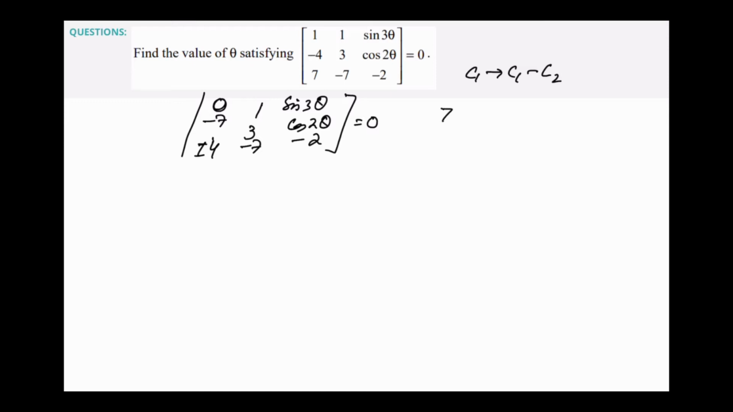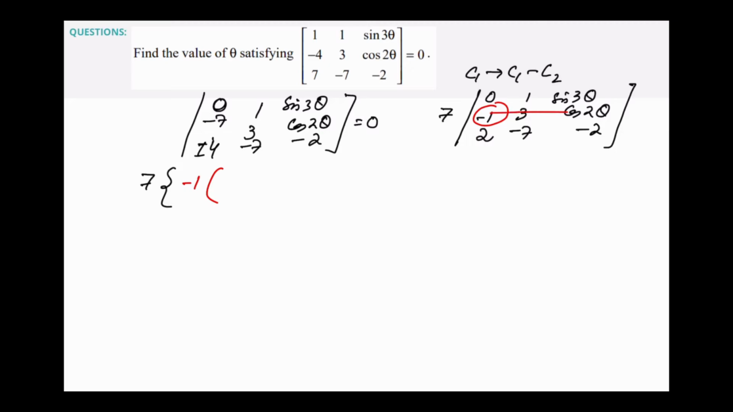Correct. Now what we'll do, we can take 7 common and we can expand. The moment I took 7 common, what I'll get? 0, minus 1, 2, 1, 3, minus 7 sine 3 theta, cos 2 theta and minus 2. Now what I'll do, I'll expand. So 7, keep it outside. This no need to expand. Now for this minus 1, so minus 1 into, leave that row, leave that column. So what I'm getting? Minus 2 plus 7 sine 3 theta.